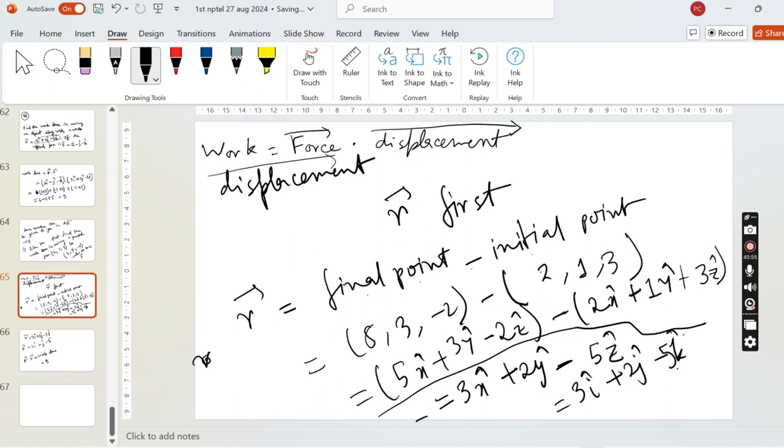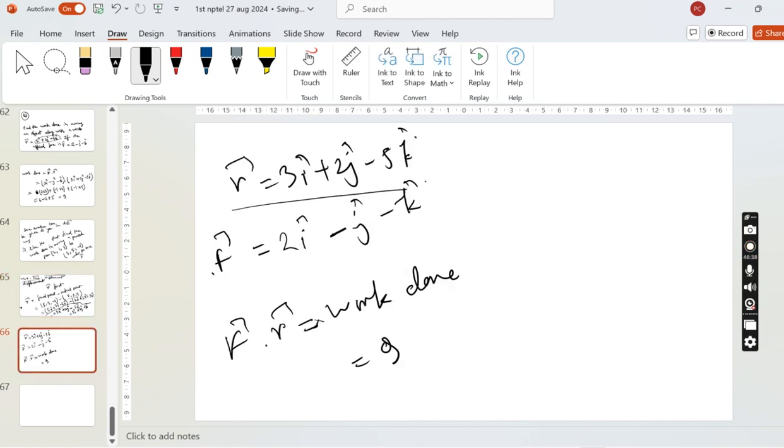The final point is 5, 3, minus 2. We can write it as 5i plus 3j minus 2k, because 5 is in the x direction, 3 in the y direction and minus 2 in the z direction. Minus, this can be written as 2i plus 1j plus 3k, because 2 is in the positive x direction, 1 in the positive y direction, and 3 in the positive z direction. So 3i plus 2j minus 5k, because 5i minus 2i is 3i, 3j minus 1j is 2j, and minus 2k minus 3k is minus 5k.